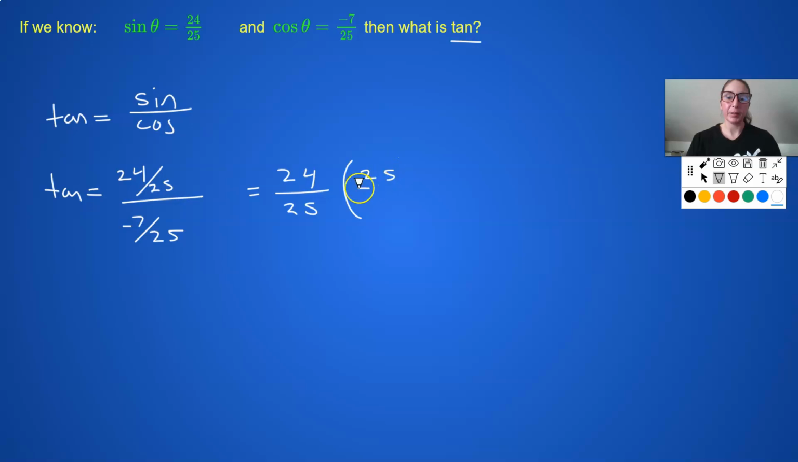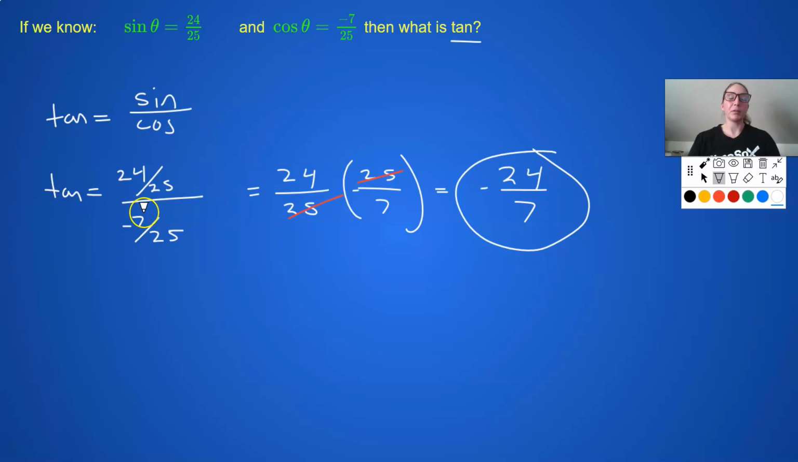So that'd be 25 over 7 and negative. Hey, our 25s are going to cancel out, and then we're going to be left with negative 24 over 7. And now I know the value of tangent, which I did not previously have. But what I did is I used the relationship that I know about sine and cosine and how they relate to tangent in order to figure out the information that I needed for tangent. Again, these are called identities, but I think relationships is a better word for it. So if you know anything about sine and cosine, then you know stuff about tangent as well as cotangent. So let's look at another example.